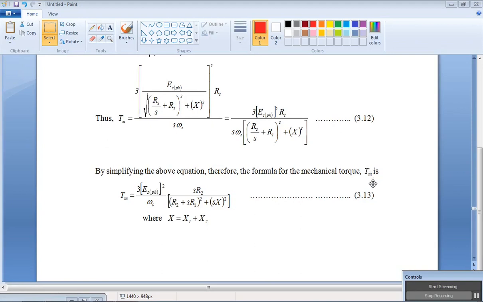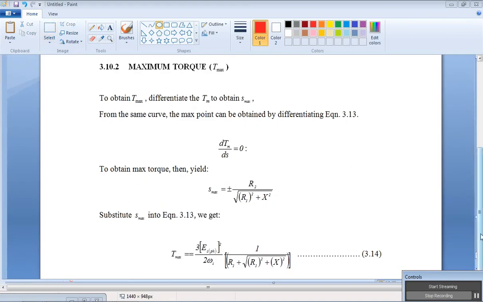By simplifying the above equation, the formula for the mechanical torque Tm in terms of parameters is: Tm is equal to 3 V phase squared over omega S, multiplied by slip R2 over R2 plus S R1 squared plus S X squared, where X is equal to X1 plus X2.